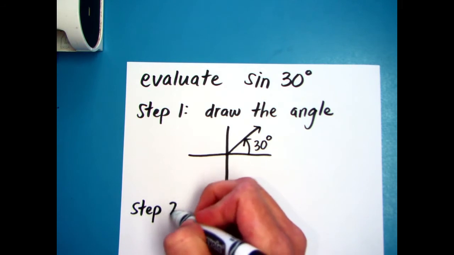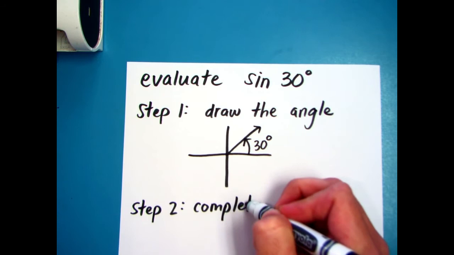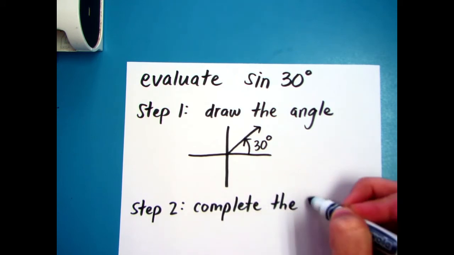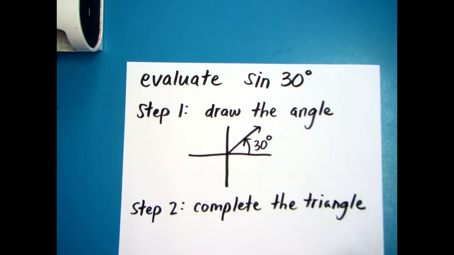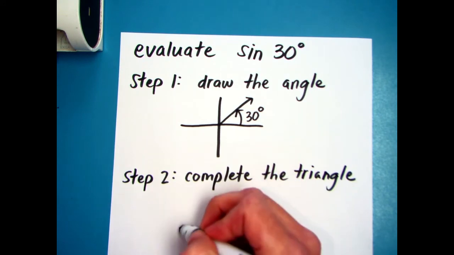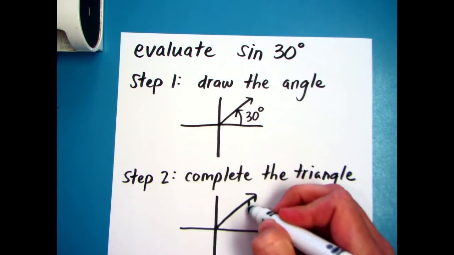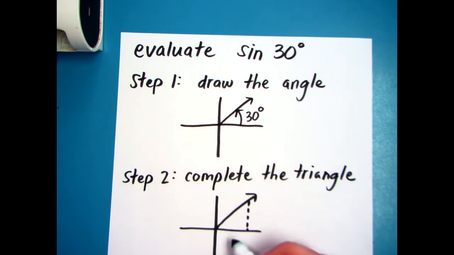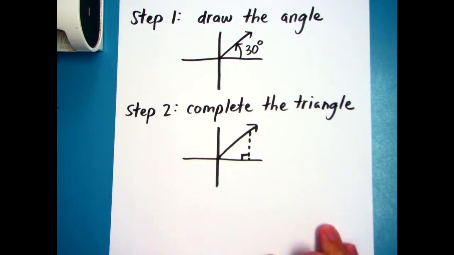Step 2, we're going to complete the triangle. And in my notes, I told you to draw the triangle so that one side is touching the x-axis. There are a few ways to complete the triangle, but if you're trying to get one side to touch the x-axis, it's going to look like this. It's now a right triangle.